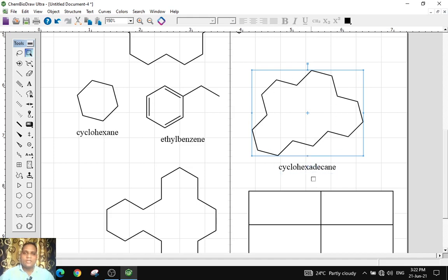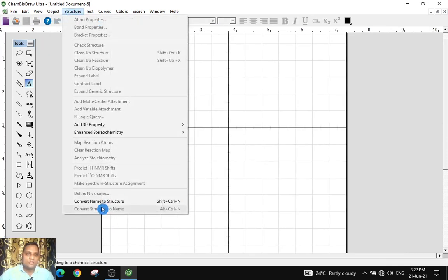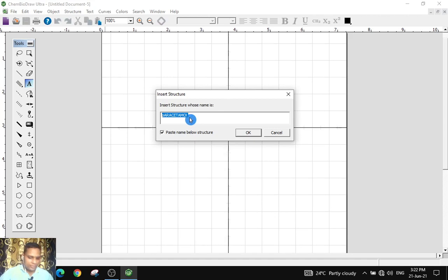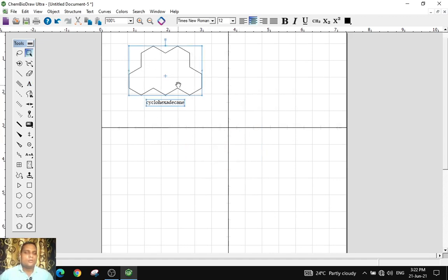Now you have cyclohexadecane here, but you don't want to use structure to name, you want to draw it. So how can you go ahead? Go to the structure menu and click on convert name to structure, write cyclohexadecane here and click OK. You will see the structure appear. So this is also a very excellent tool where you can directly get the structure.